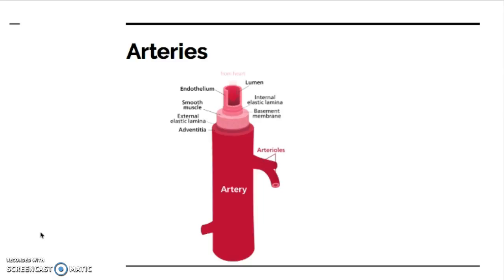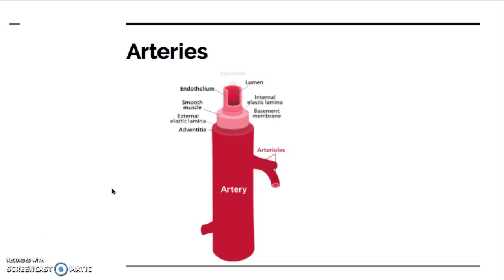This flexible wall allows the vessels to expand and contract, which helps to push the blood along the length of the arteries. This action is called peristalsis and is how smooth muscles contract. Arteries do not contain any valves as they are not required, and they predominantly carry oxygenated blood. The exception to this is the pulmonary artery, which carries the deoxygenated blood away from the heart.